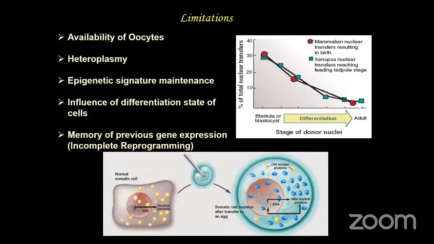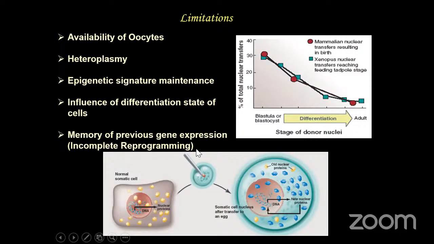But using SCNT, since we are not following the regular developmental pattern, we are altering that. Sometimes there will be limitations in epigenetic signature maintenance. And as I also mentioned, the differentiation state, or the stage of the cell, matters. The earlier the cells, like what we saw in the earlier experiment, Briggs and King versus John Gurdon. So the differentiation stage also influences the success of this.